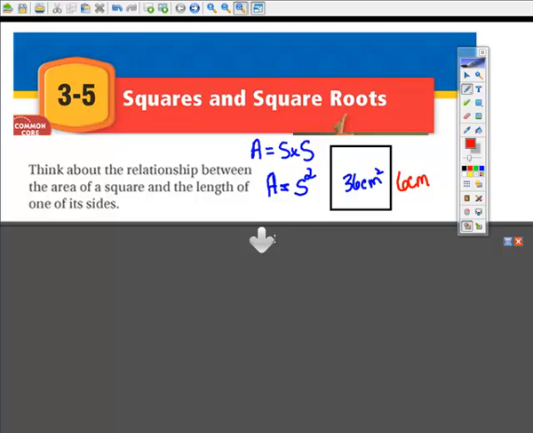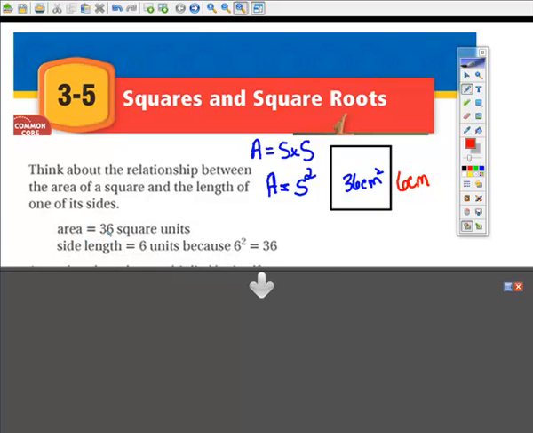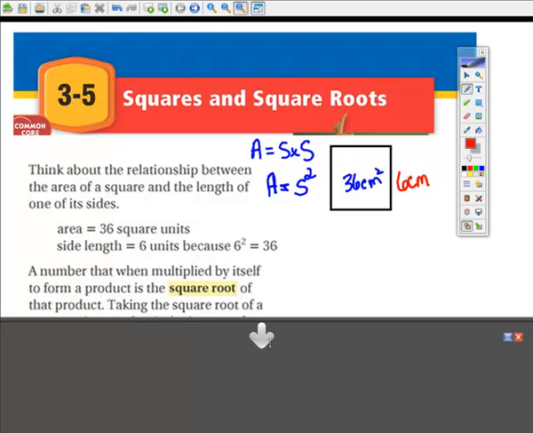And what we actually did was we took the square root of 36, and that's what we're going to get into today. So again, the area is 36 square units. I made mine centimeters, and the side length is 6 centimeters in this case, because 6 squared is 36.